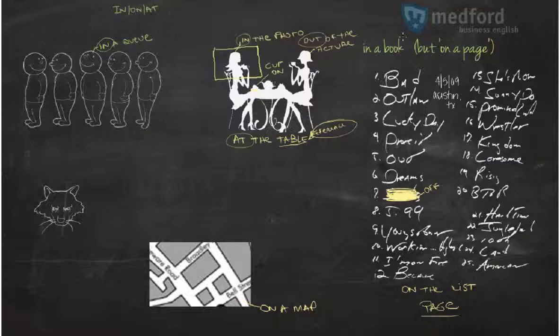When you mention a book, you say in a book, okay? In a book, in a magazine, in a newspaper, because they are contained, they are inside. But when your reference is to a page, you say on a page.